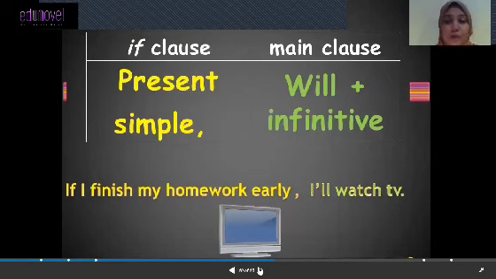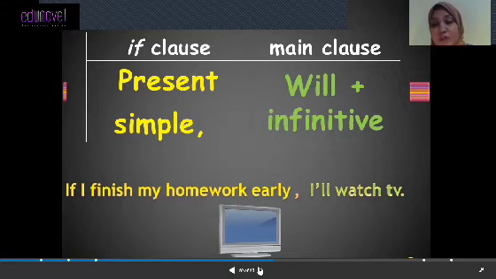So we have the form. In the first part, as we said, we have present simple in the if clause, and in the main clause, we have will plus infinitive. If I finish my homework early, I'll watch TV. So when do we use the first conditional? We can use it when we're speaking about predictions. Okay, if I finish my homework, I'll watch TV. We can use it when we have a promise. I'm going to say to my students, if you get the full mark, I'll get you a present. Okay, so when we have a situation and the result is likely to happen, we can use the first conditional.